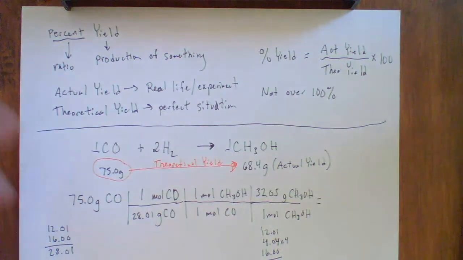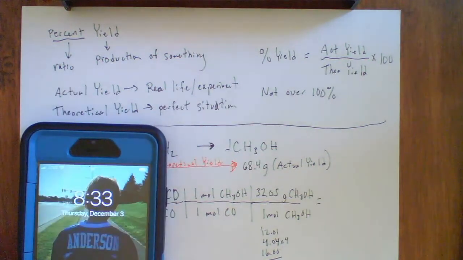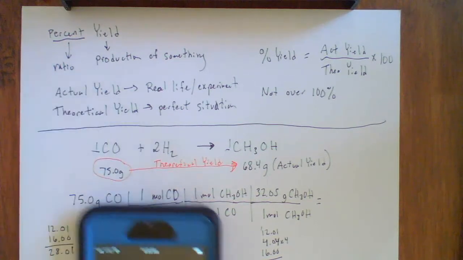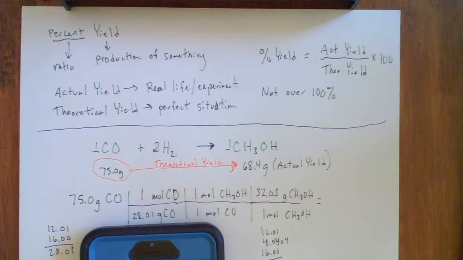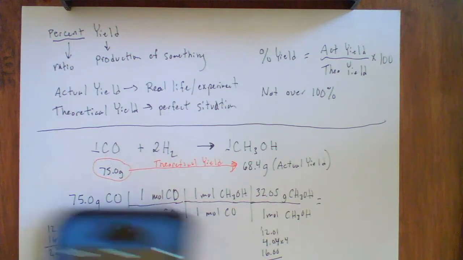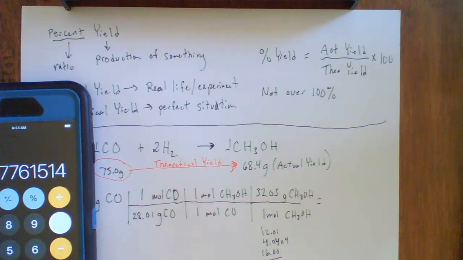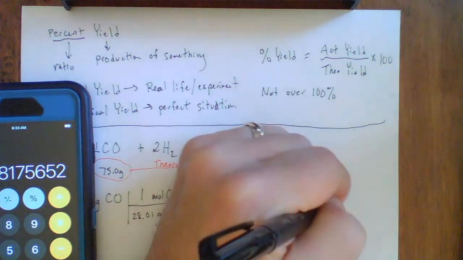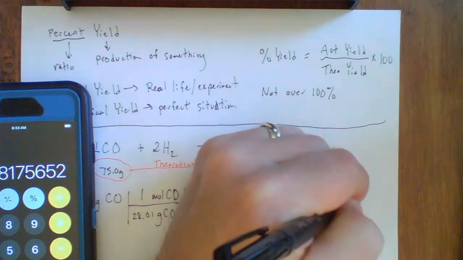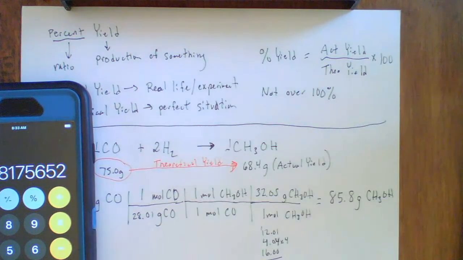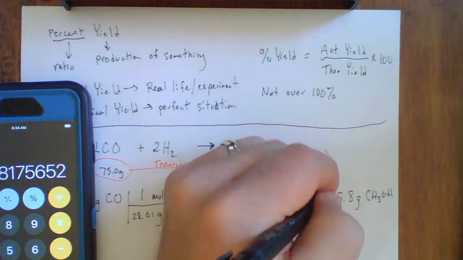Now we just go through and do our calculation. I'm just going to take my 75.0. We're going to divide that by the 28.01, and then we're going to times that by the 32.05, and that comes up with 85.8 grams of CH3OH. So that's our theoretical yield.